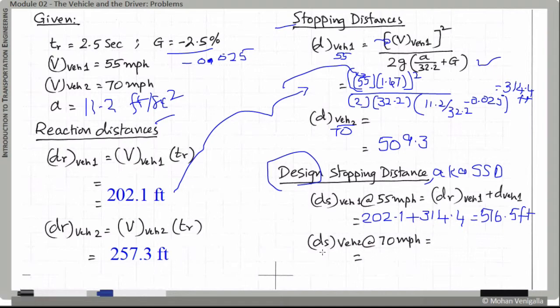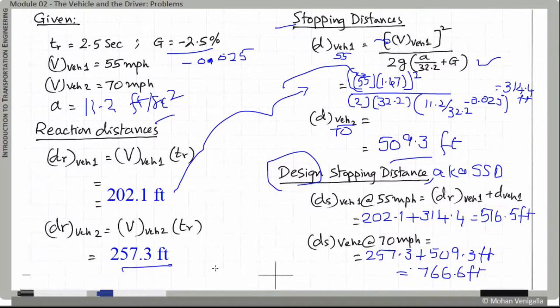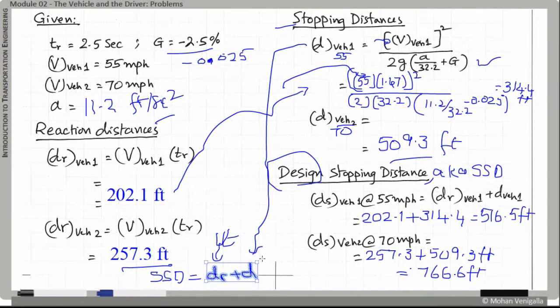Similarly, the design stopping distance, or SSD, for vehicle 2 traveling at 70 miles per hour is 257.3 feet plus 509.3 feet. So that is 766.6 feet. Very simple computations. All you have to know is that SSD is the reaction distance, dr, plus the stopping distance, d. The reaction distance is v times t, and the stopping distance, as we mentioned here for the second driver, is v squared divided by 2g, and so on.